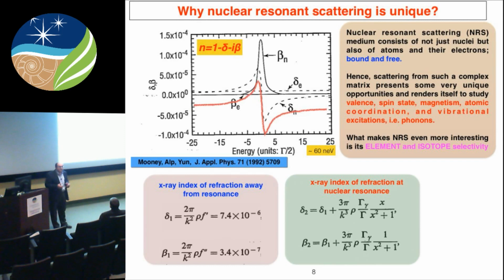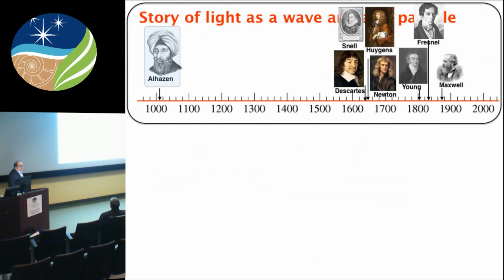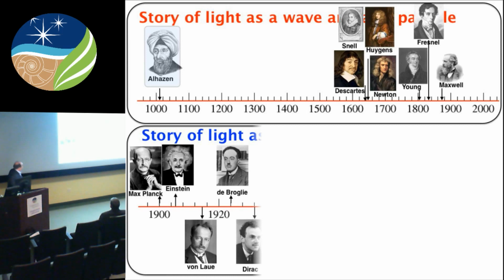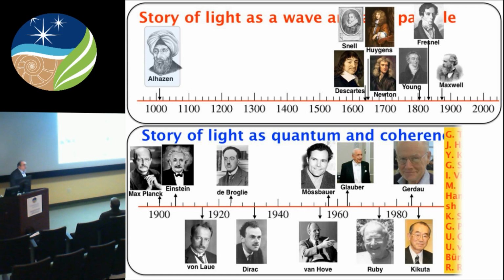The story of light as a wave and as a particle took almost a millennium, starting with the Book of Optics by Alhazen. It went all the way to Maxwell, who unified this story. By this time, we realized that electromagnetic radiation and the rules of electromagnetic radiation were written down. In the next 100 years, the story of light changed, and it became more of a quantum story rather than wave arguments. Starting with Max Planck and Einstein, we developed the theory, which basically culminated with Dirac.